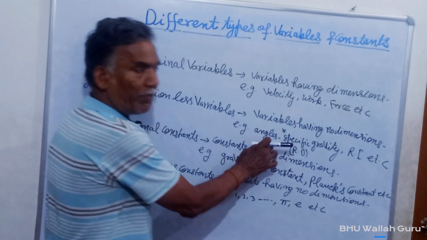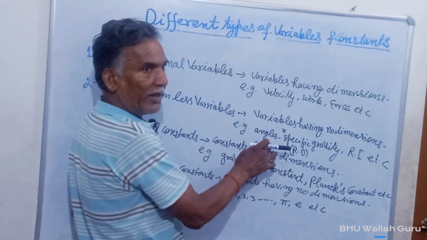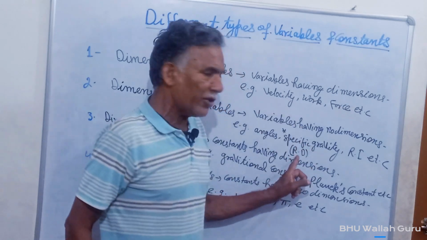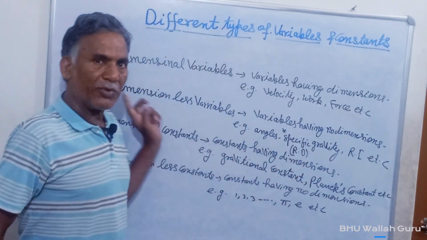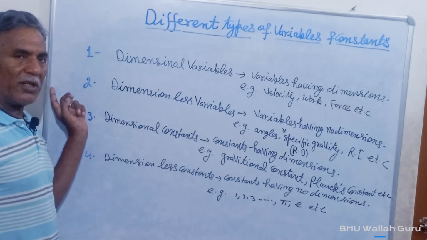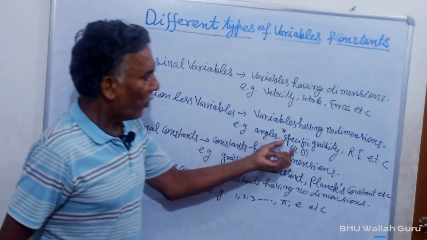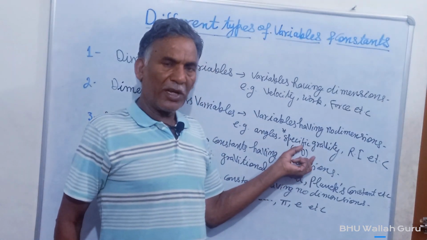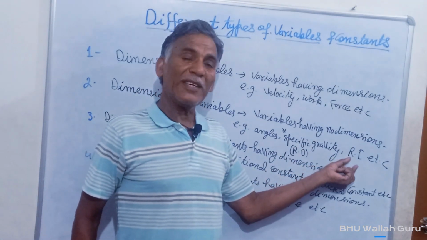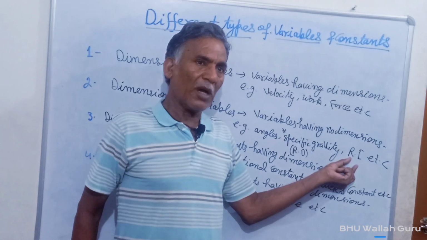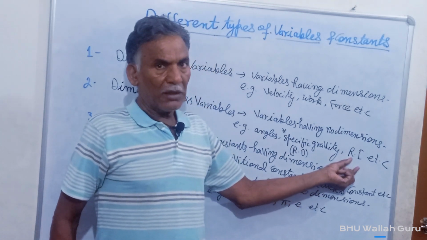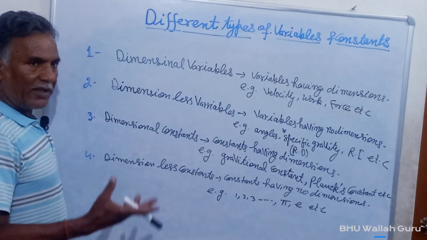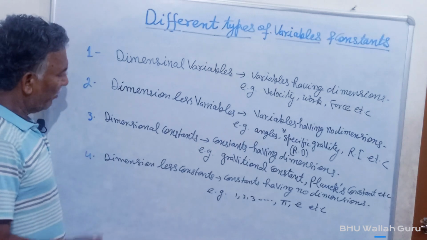Angle is arc upon the radius, both having the dimension of length. Specific gravity, the relative density, is the density of a substance divided by the density of water at 4 degrees Celsius. Both are densities. Refractive index is the speed of light in air divided by the speed of light in a medium. So both are speeds.